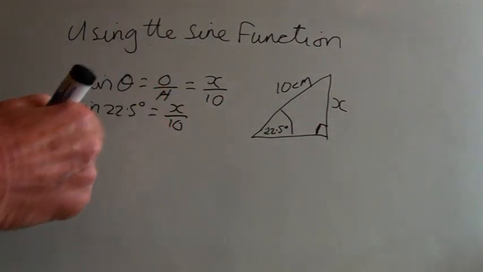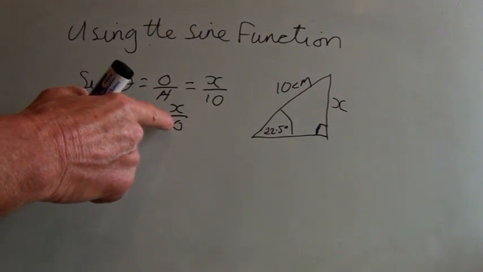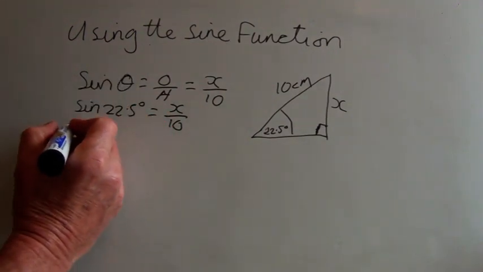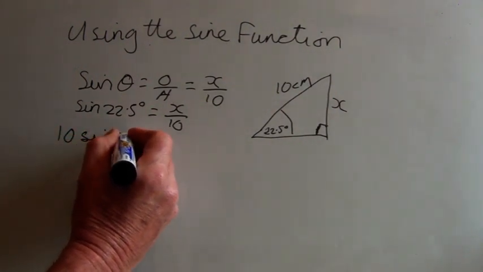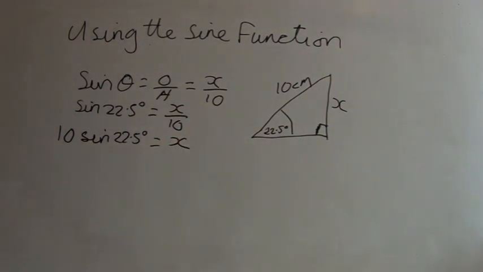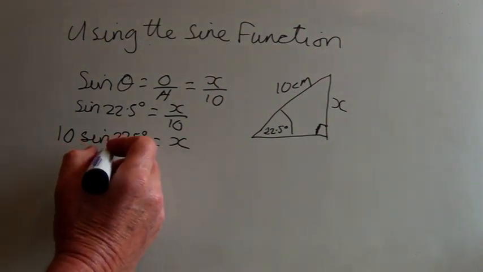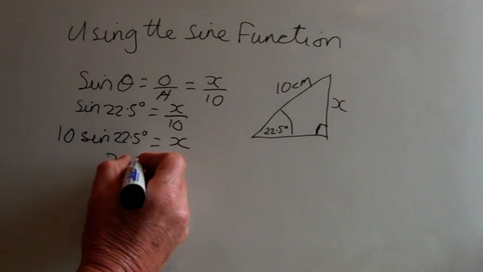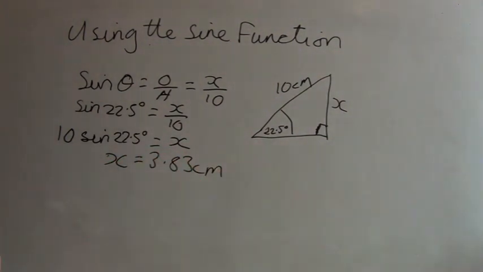Now we have a fraction here, so if we multiply both sides by 10 it will eliminate this 10 from underneath. So we can say that 10 times the sine of 22.5 degrees equals x. Now multiplying that out, this gives x equals 3.83 centimeters. So let's have a look at another example.